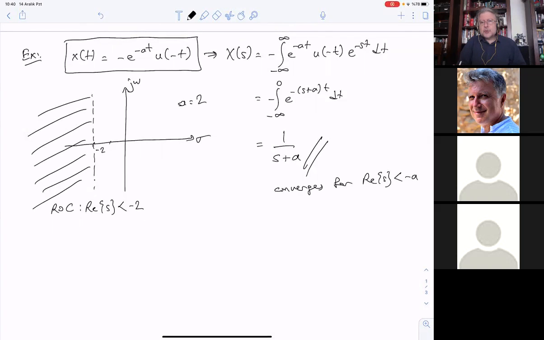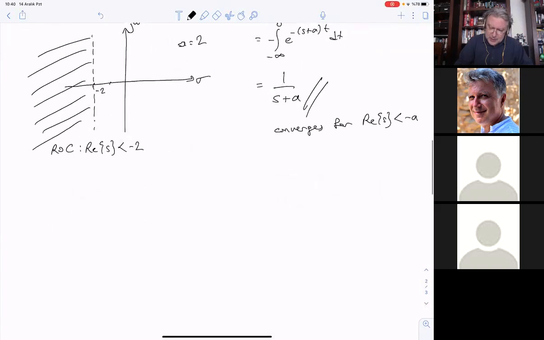So if a is 2, now e to the minus 2t, what does it look like? What does e to the minus 2t look like?